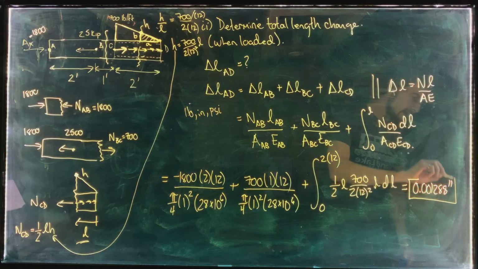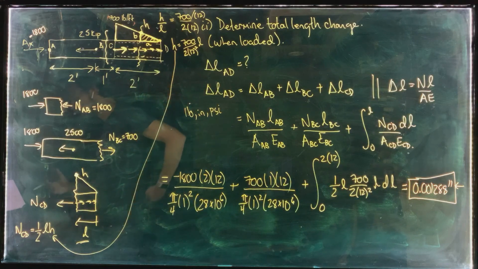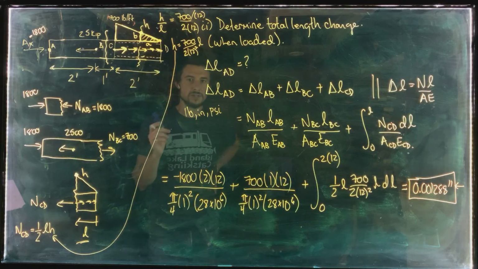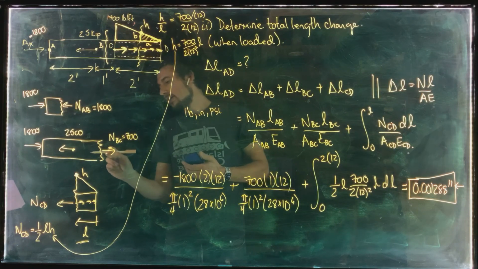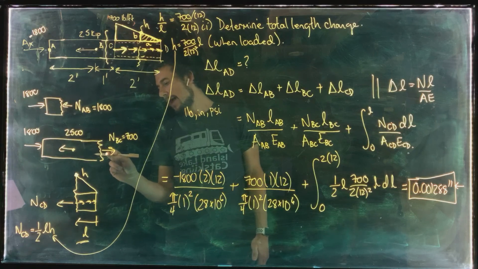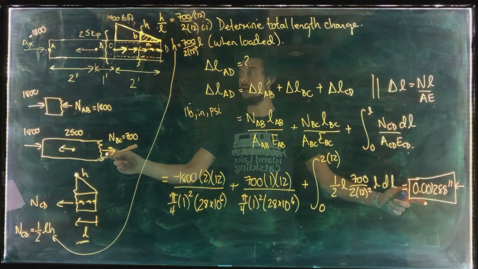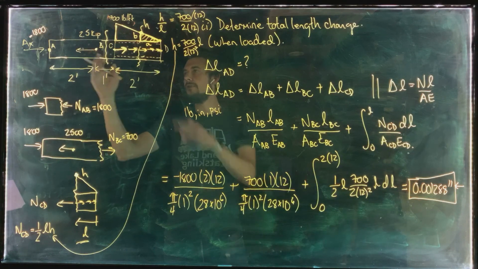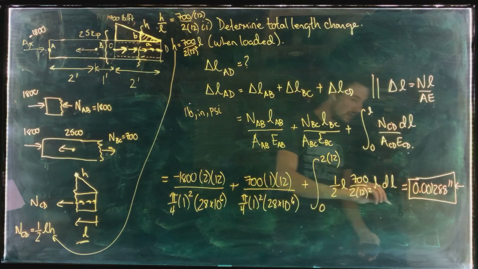Now that comes out as a positive number. So what does it mean that it came out as a positive number? We were taking internal normal forces that were tensile as being positive. So that means that this number that we got out, that's an elongation. So when the loads are applied, the whole thing elongates by 0.00128 inches.